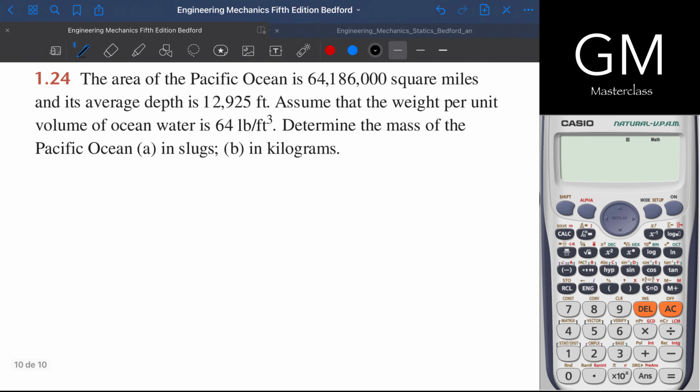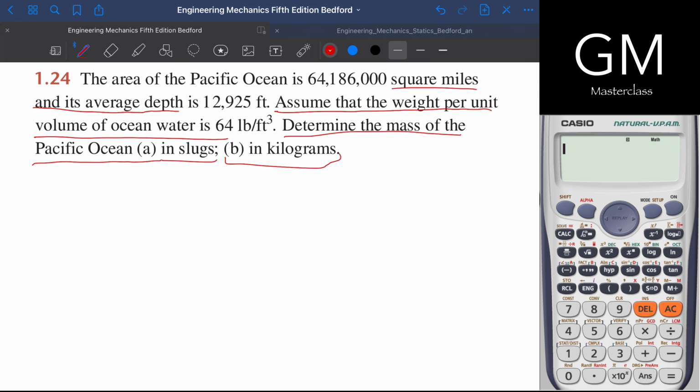Okay, we're going to solve the next exercise. The exercise is number 1.24. The area of the Pacific Ocean is 64,186,000 square miles, and its average depth is 12,925 feet. Assume that the weight per unit volume of ocean water is 64 pounds divided by feet to the third power. Determine the mass of the Pacific Ocean, A in slugs and B in kilograms.